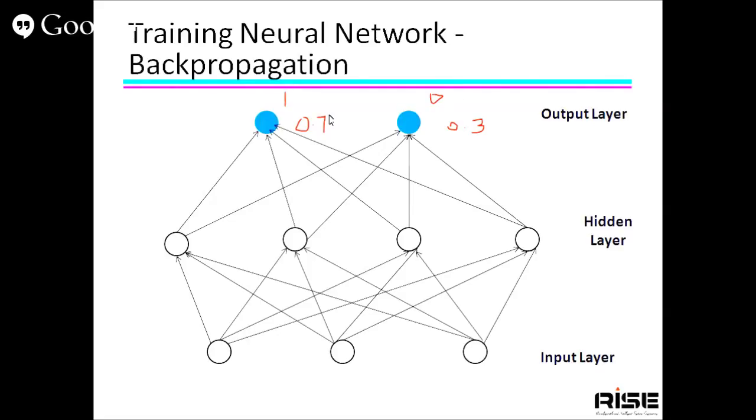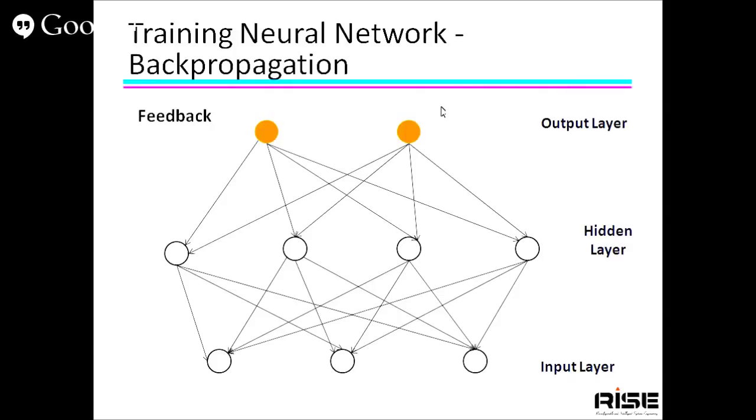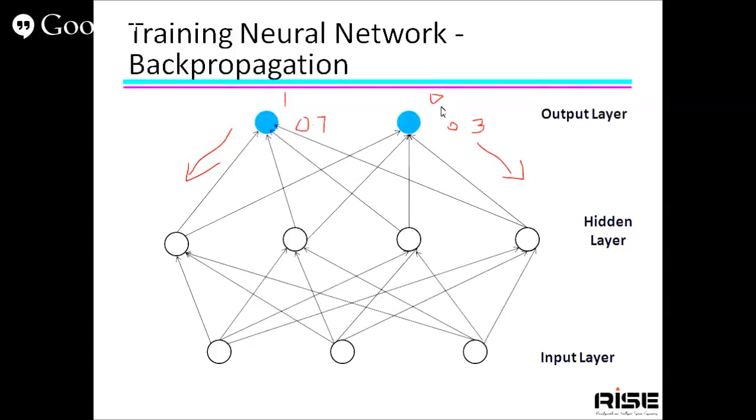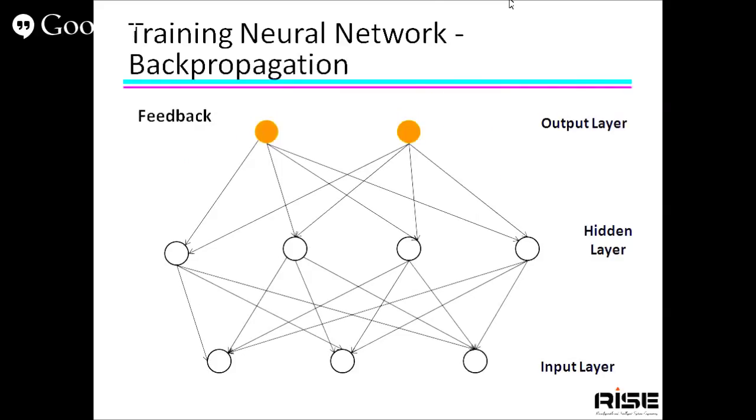So what I should do now is backpropagate the message that no, this is not 0.7, this is actually 1, and similarly backpropagate the message that this is not 0.3 but this is 0. That is what the backward phase of the training does. You compute the feedback. This feedback is usually the difference between the actual value and the computed value. So in this case, the feedback is 0.3 and minus 0.3.